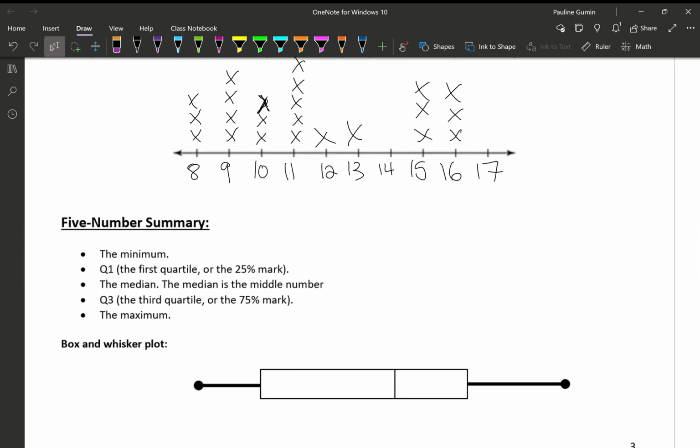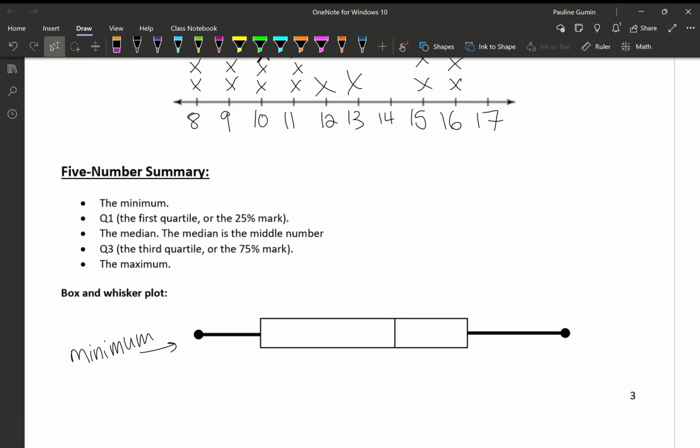All right, next, the 5-number summary. Now, the 5-number summary tells us a lot about the data. It tells us the minimum, which would be here. Minimum. So what this number tells us, it's the smallest number in the whole data set. Next, we have this line right here. This is Q1. That's the 25% mark, or the first quarter.